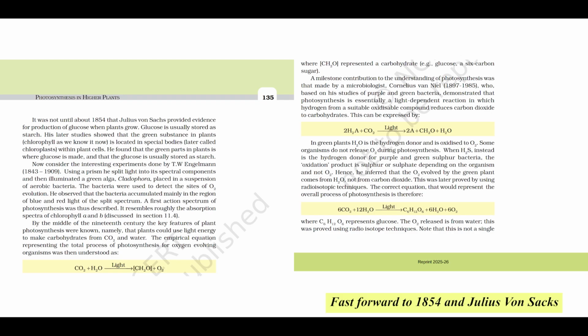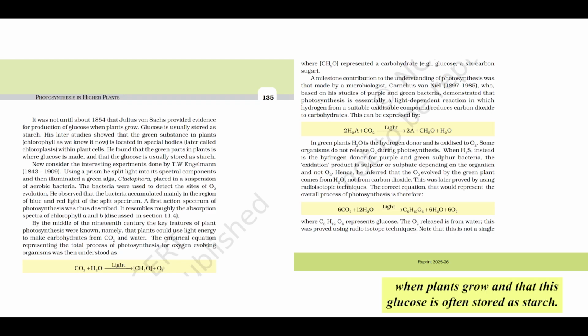Fast forward to 1854, and Julius von Sachs provided concrete evidence that glucose is produced when plants grow, and that this glucose is often stored as starch. More importantly, he pinpointed the location of the green substance chlorophyll within specialized bodies inside plant cells. We now know these as chloroplasts. He effectively identified them as the sites of glucose production, locating the chemical factory, so to speak.